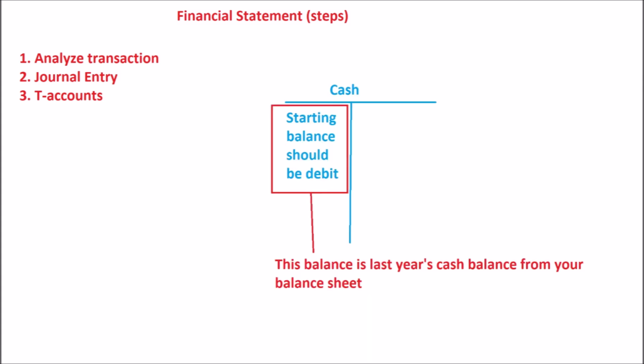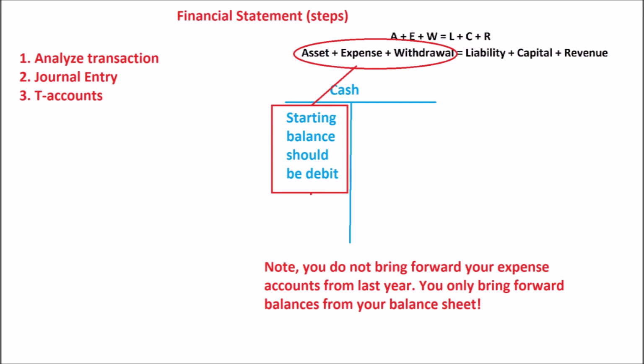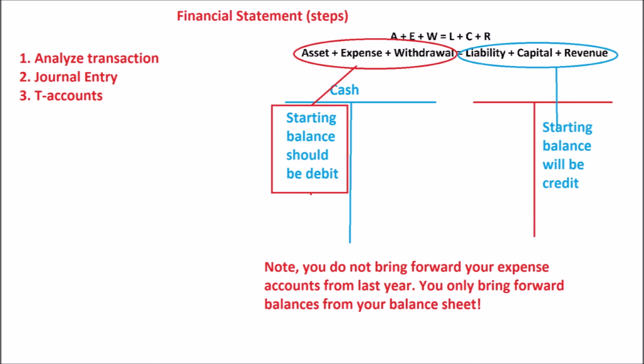So basically what you do is, first you prepare the T accounts based on where the starting balance should be. Like say for example, if this is cash, your starting balance will be on the debit side. If it's an expense account, generally your starting balance will be on the debit side. If it's a withdrawal, it has to come on the debit side. If it's a liability, it comes on the credit side. If it's capital, it comes on the credit side, and then revenue also comes on the credit side.